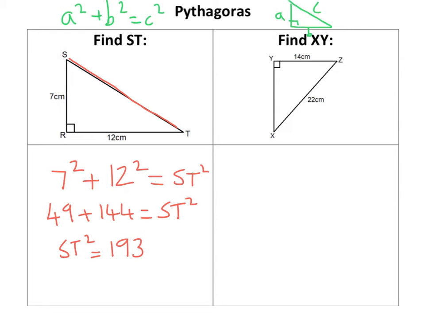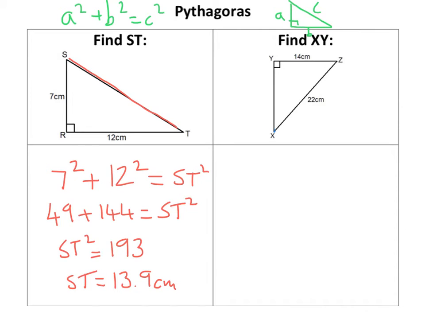193. Now I don't want ST squared, I want ST, so I need to square root 193, which gives me, and if I round it to one decimal place, 13.9 centimetres.